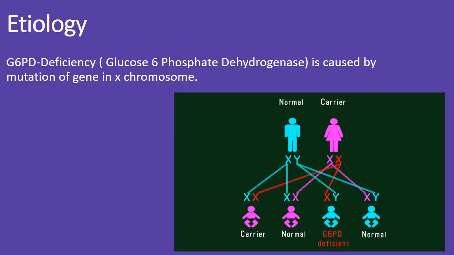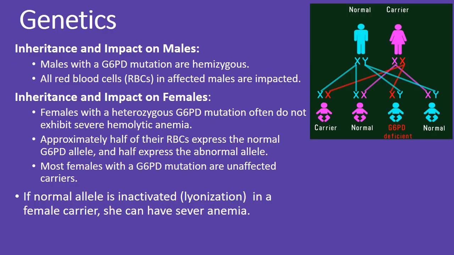Etiology. G6PD deficiency, glucose 6-phosphate dehydrogenase, is caused by mutation of a gene in the X chromosome. We're diving into the genetics of G6PD deficiency. Inheritance and impact on males. Males with a G6PD mutation are hemizygous, meaning they have only one X chromosome with the mutation. This mutation affects all red blood cells, RBCs, in these males, leading to a higher risk of hemolytic anemia.